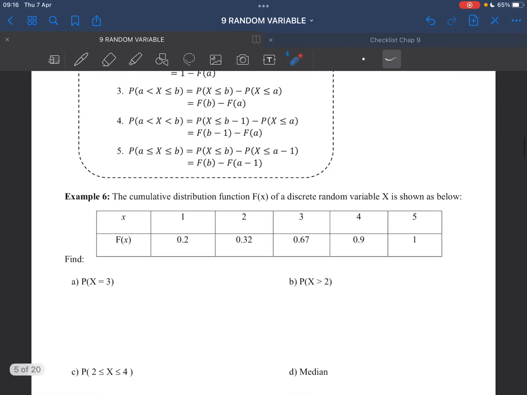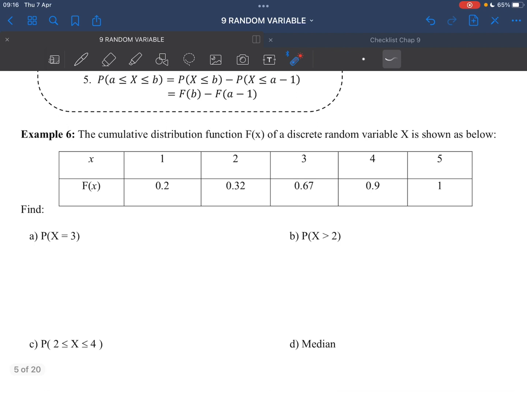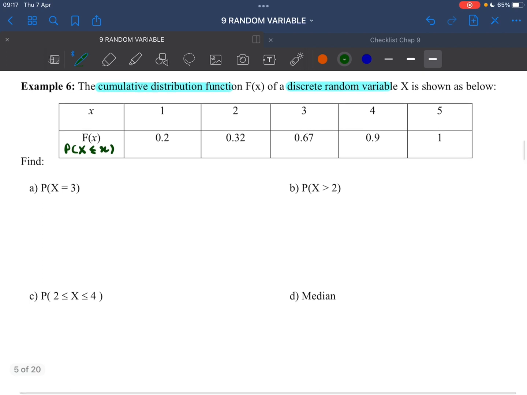Example 6. The cumulative distribution function F(x) of a discrete random variable. Two things that you have to identify: discrete random variable, and here we have cumulative distribution function. So this is the cumulative distribution table, capital F, or sometimes written as P(X ≤ x). First question, find P(X = 3). If we represent it as a box, we have 1, 2, 3. So we only want this one here.